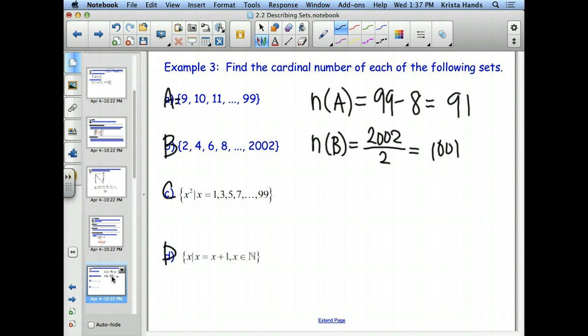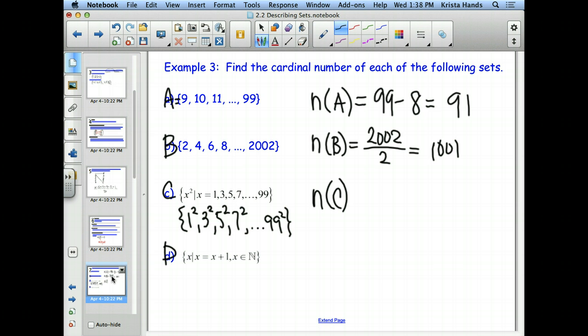C and D look so much harder than they really are. They look weird because you're not familiar with that notation, but let me let you think with me about how we read what's there. This says we want all the squares, we want x squared numbers, where x is 1, 3, 5, 7, all the way up to 99. So let's actually list what these elements were. In the listing method, this would be the number 1 squared, 3 squared, 5 squared, 7 squared, all the way up to 99 squared. That's the description this is giving me.